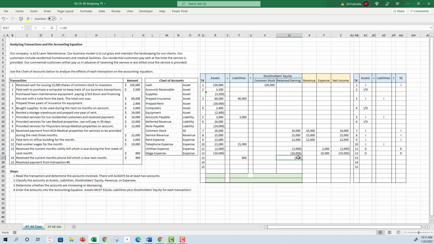The decrease in stockholders' equity and ultimately retained earnings represents the fact that we have a utility expense of $800. So again, in our beige boxes, we show the expense as $800, and we show that that expense ultimately decreases our net income, which in turn decreases our retained earnings. So for transaction 13, we had an increase in a liability and a decrease in stockholders' equity.